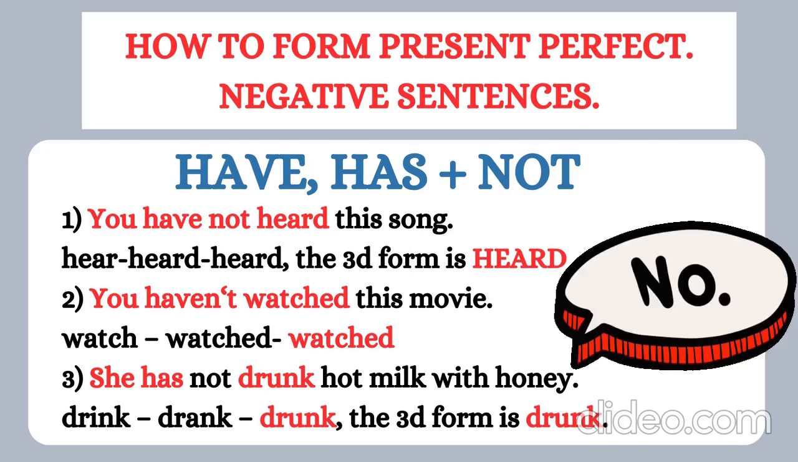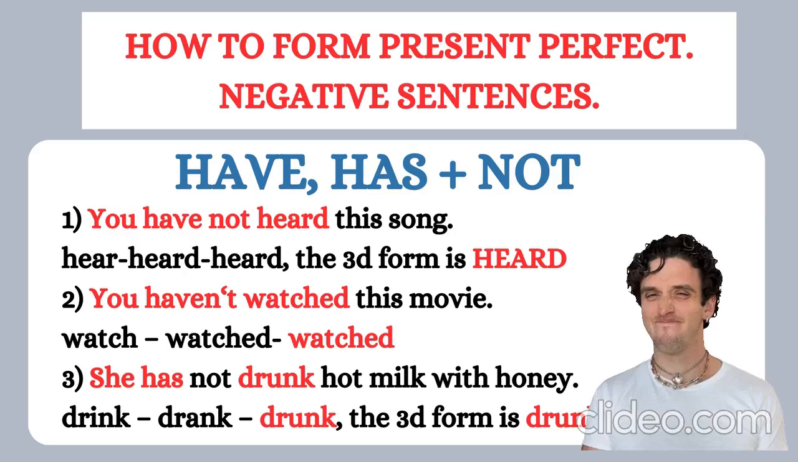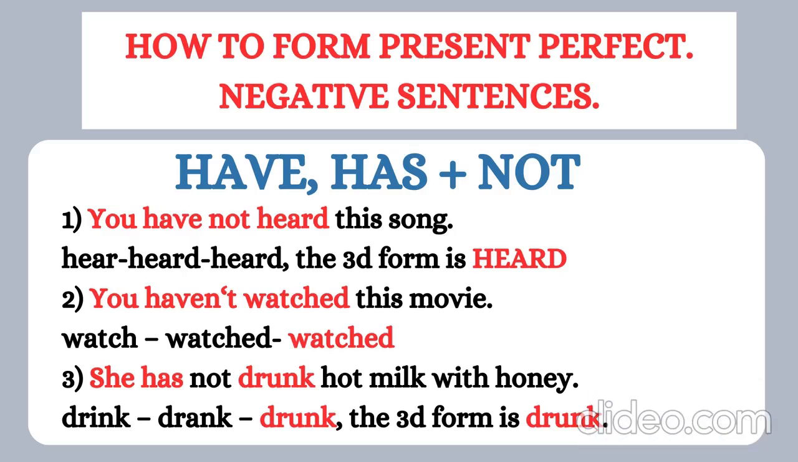How to form present perfect negative sentences? The same formula have/has, we only add not. Example number 1. You haven't heard this song. Here heard, heard, again the third form is heard.